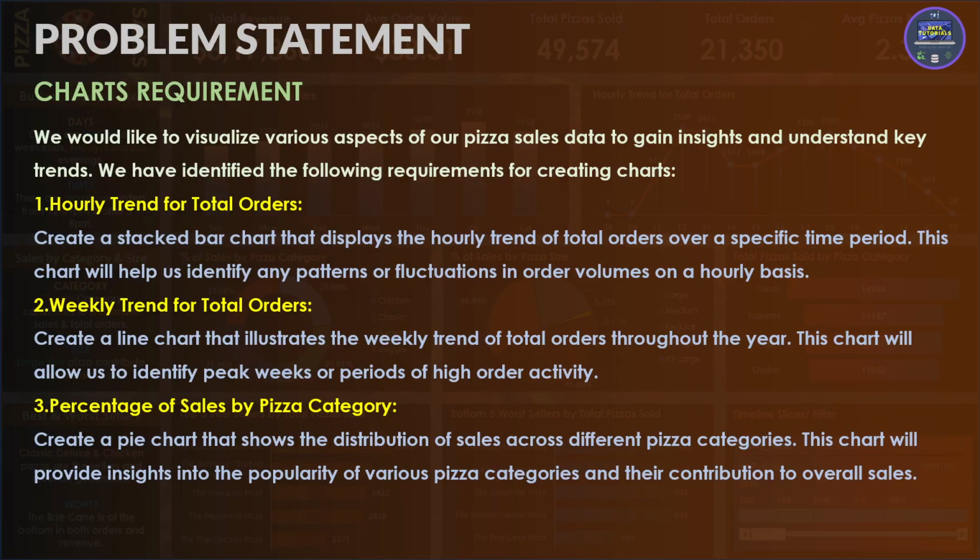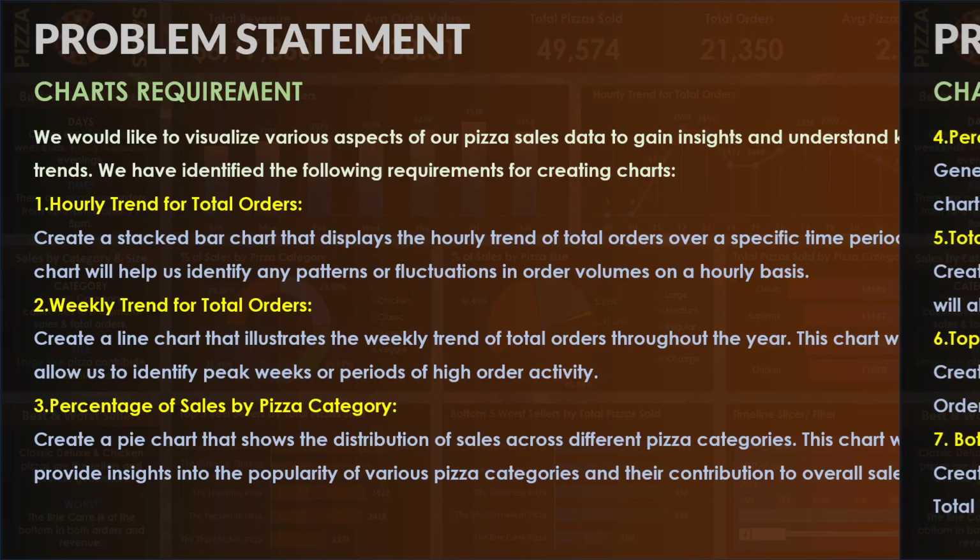So in each week of that entire year, how the orders are performing or fluctuating, he wants us to find out with the help of a line chart. The third one he is asking us is to find out the percentage of sales by pizza category. This is very straightforward, and he wants us to create a pie chart for that.